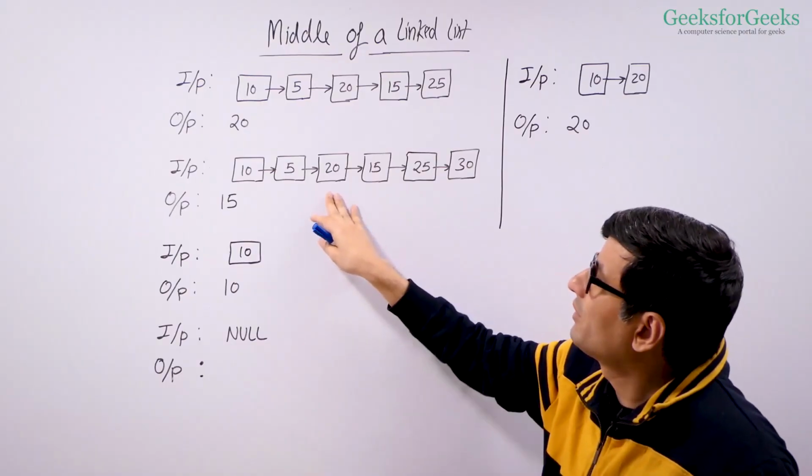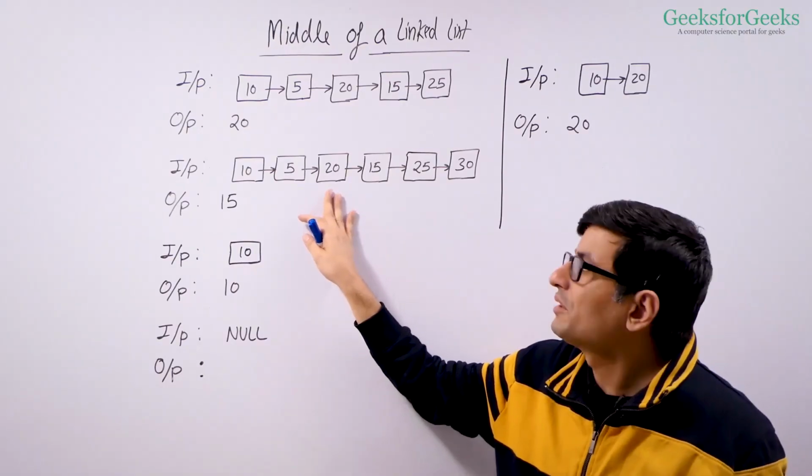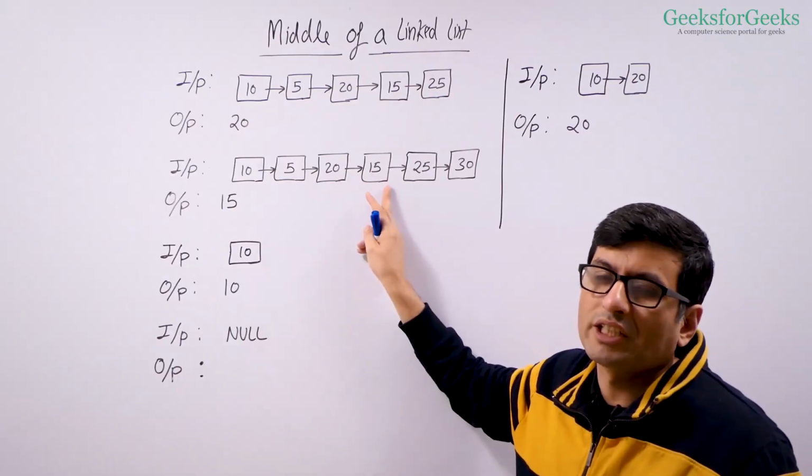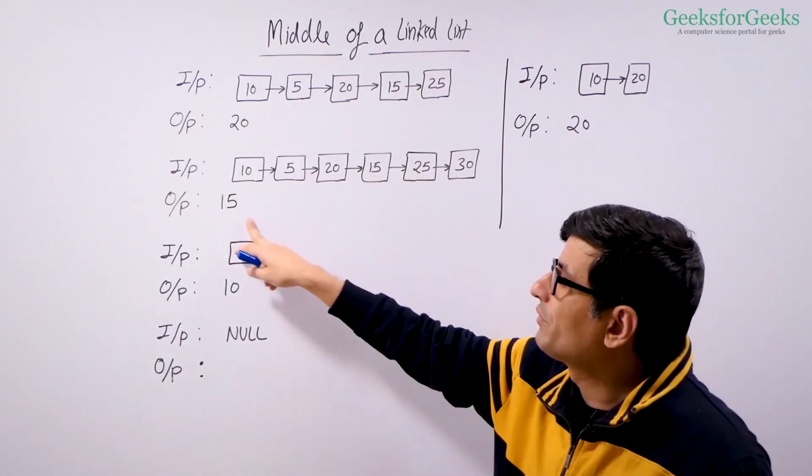Let's see this example. In this example, we have even nodes. So we have 2 middle nodes. In such cases, we need to print the second middle. So our output is going to be 15.